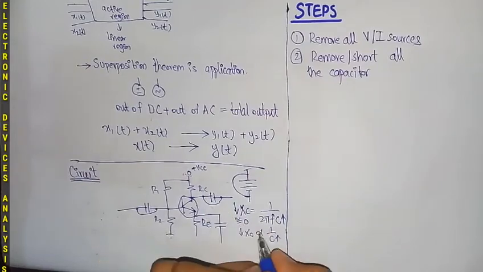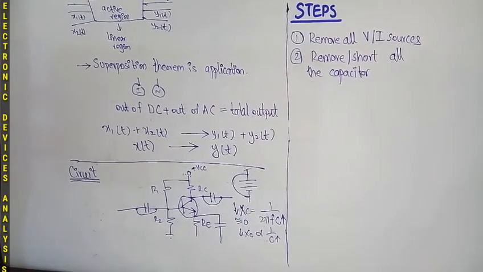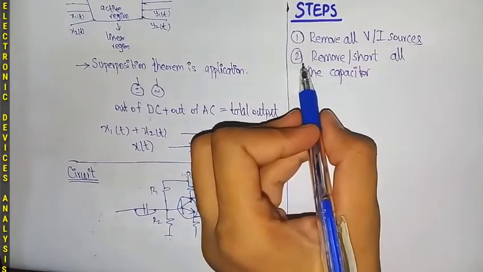In the DC analysis it is infinity, so they behave like an open circuit, but in the AC analysis these behave like a short circuit. So this will be our second step.